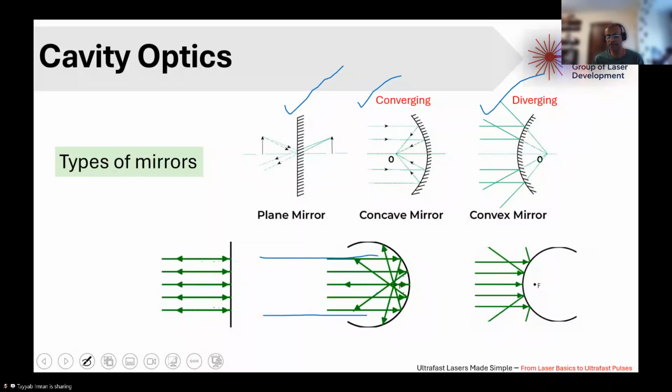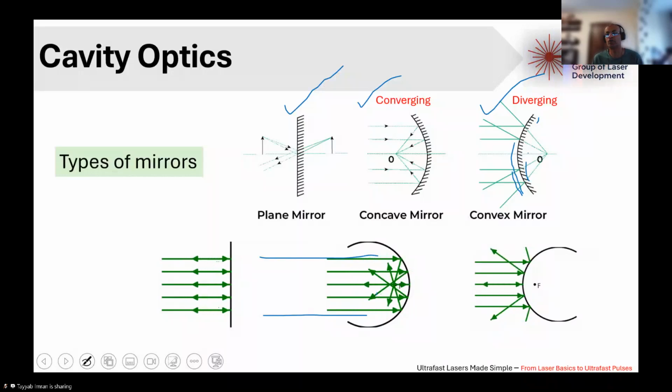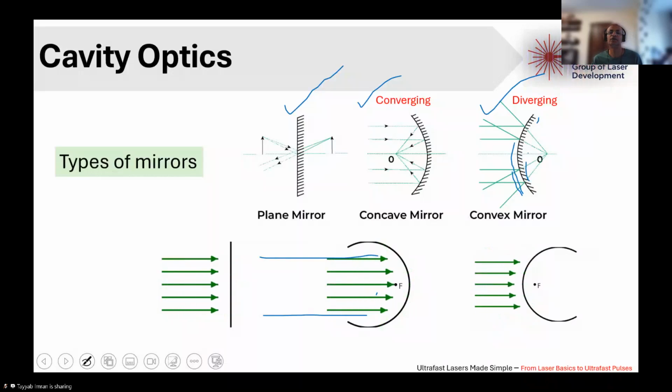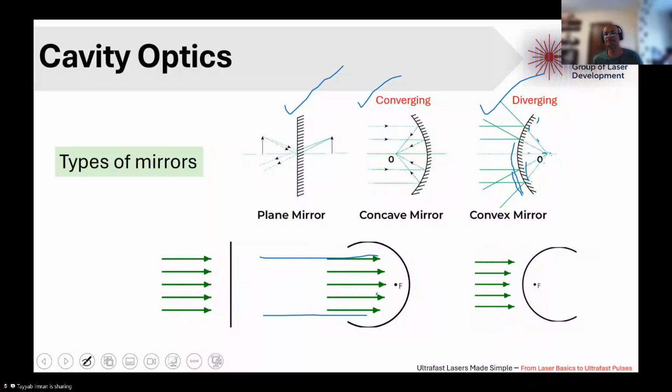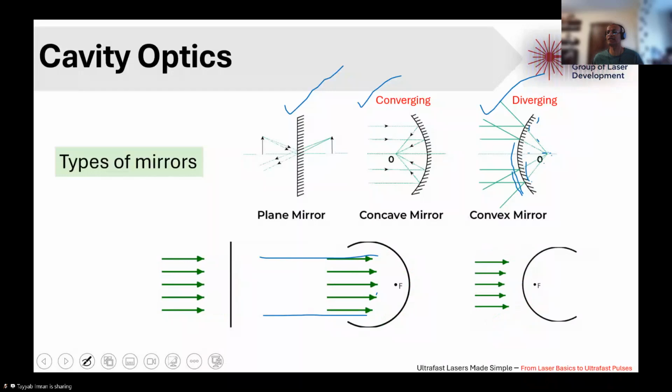In the case of a convex mirror, this side is polished and this side is reflecting. So the light comes, is reflected and is diverged in all directions. In actuality, there will not be any focusing of this light. It's diverging. But if we extend this light virtually, we can find this light converging at a certain point on the back side of the mirror. But actually it's diverging the light in all directions.